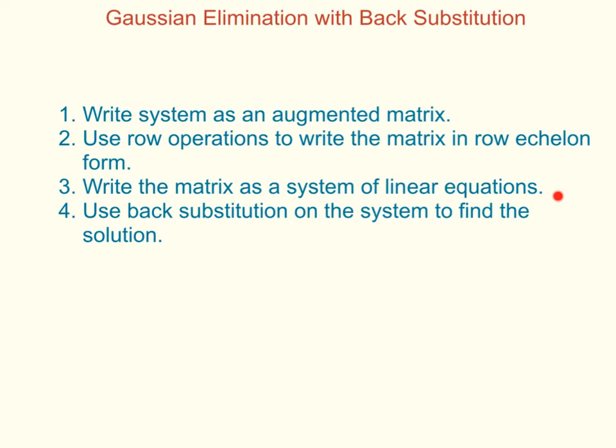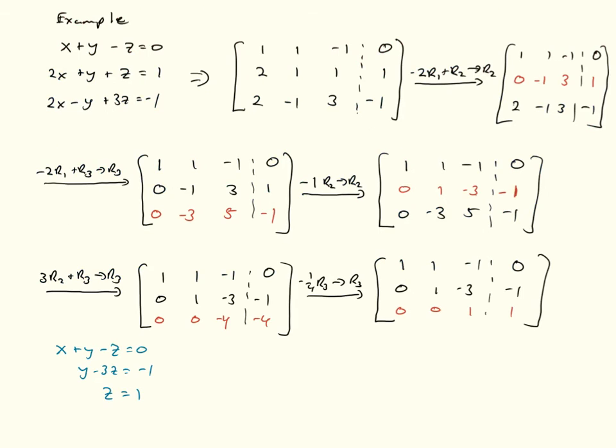Once we have that done, we're going to rewrite the matrix as a system of linear equations. So we're going to translate that back into equations. And then we're going to use what's called back substitution to find that solution. So let's take a look at an example. This example is going to be a 3 equations, 3 unknown system. And we're going to use the row operations to rewrite it into the form that we want, row echelon form. And then we can see what back substitution looks like.